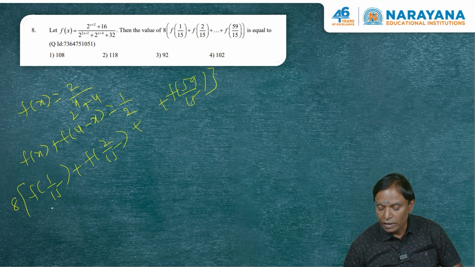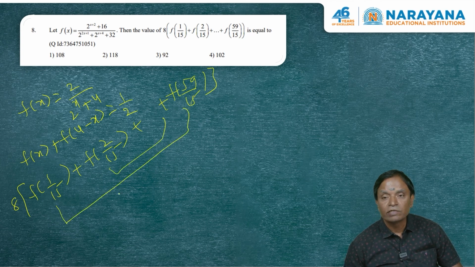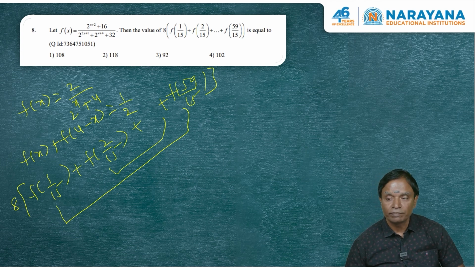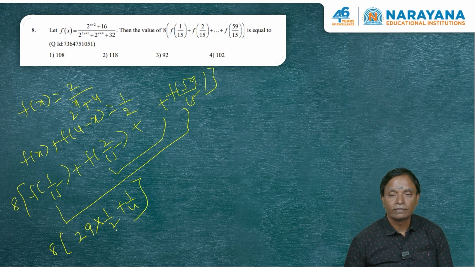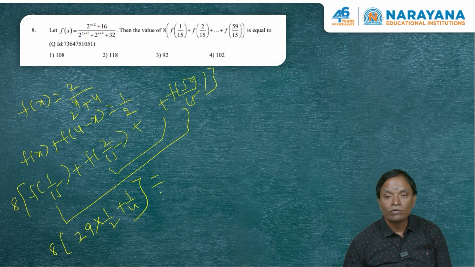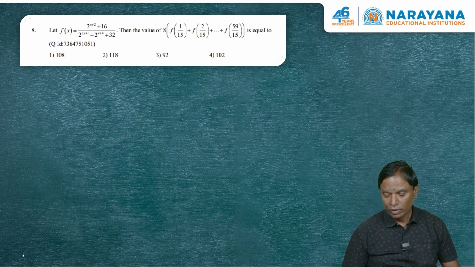You can observe in this, sum of first and last terms is 4, second and second last terms is 4, third and third last term is 4, except the middle one. Got it? Excluding the middle one, since all of them are 4, you can say 29 into 1 by 2 plus the middle one. Got it or not? So which gives you 118. This you can simplify it. Let us go to the next problem.